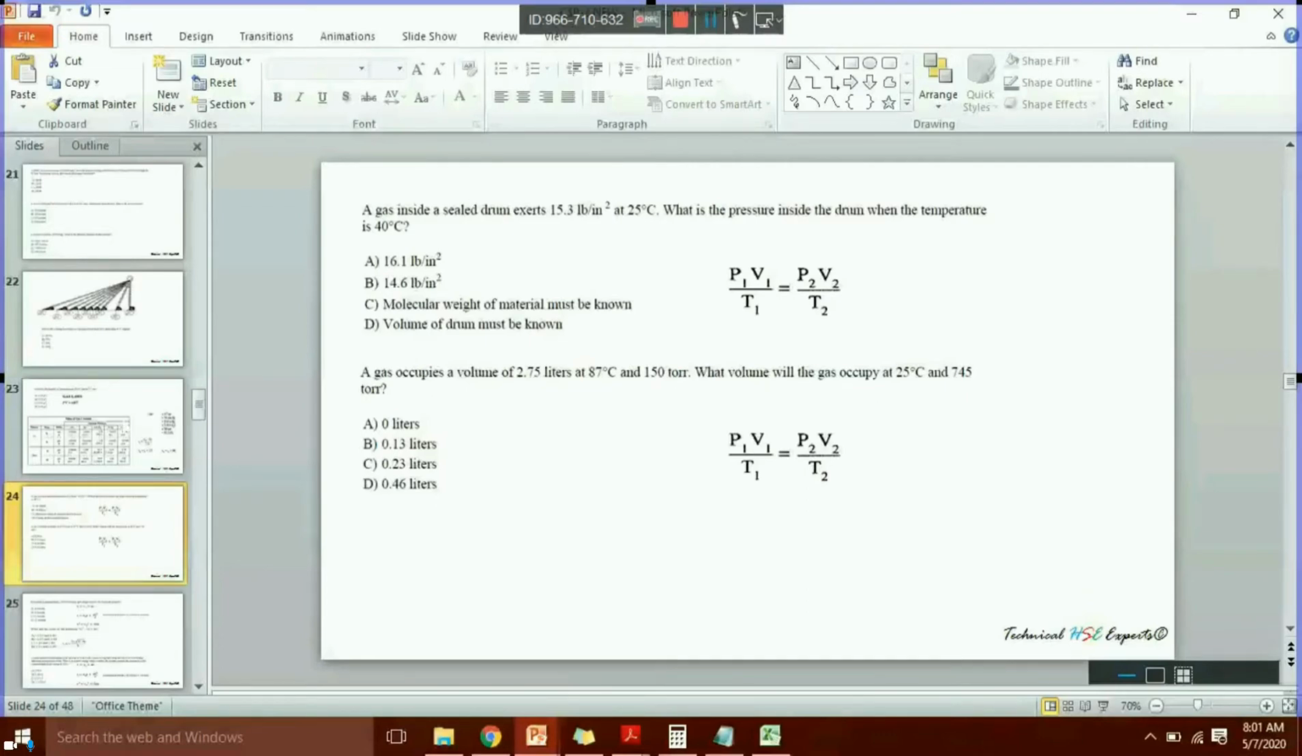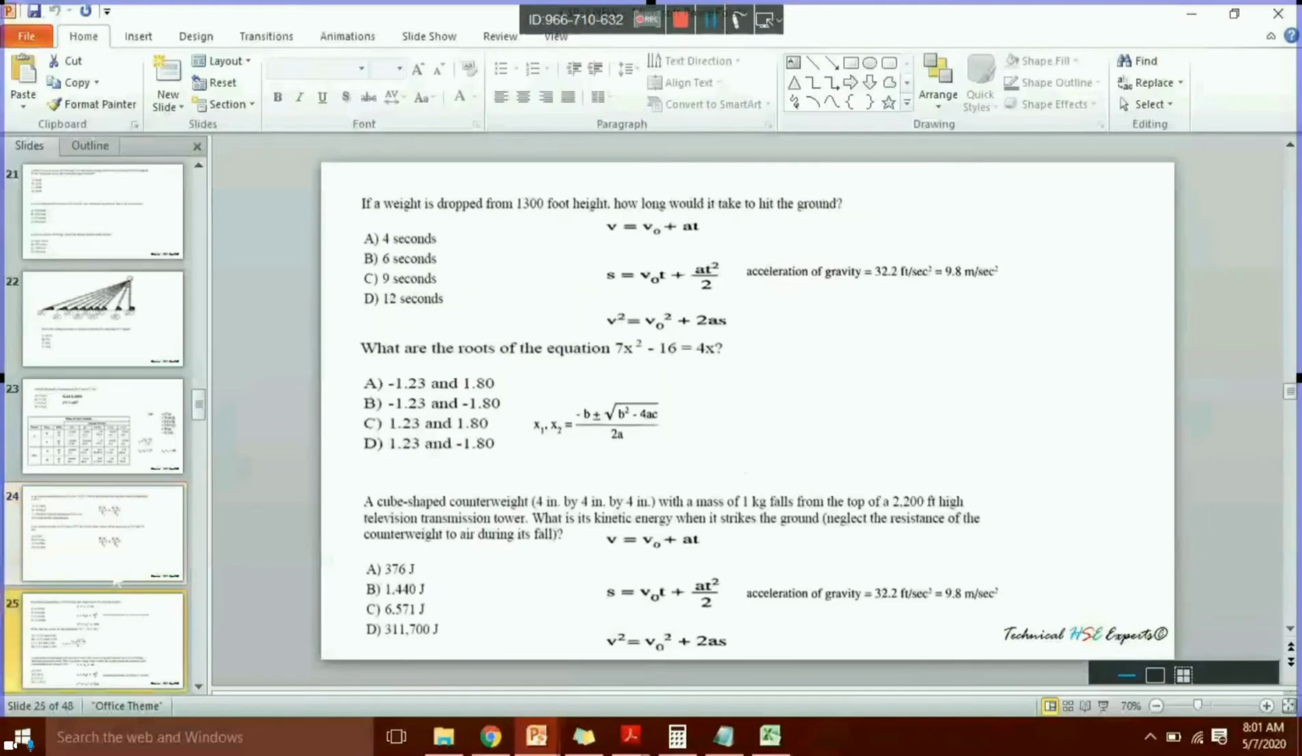If you substitute and execute the formula, you will end up with option D, Delhi. It is 0.46 liters. The main and most important point is don't forget to substitute the pressure and temperature in absolute values. Okay, let us move on.